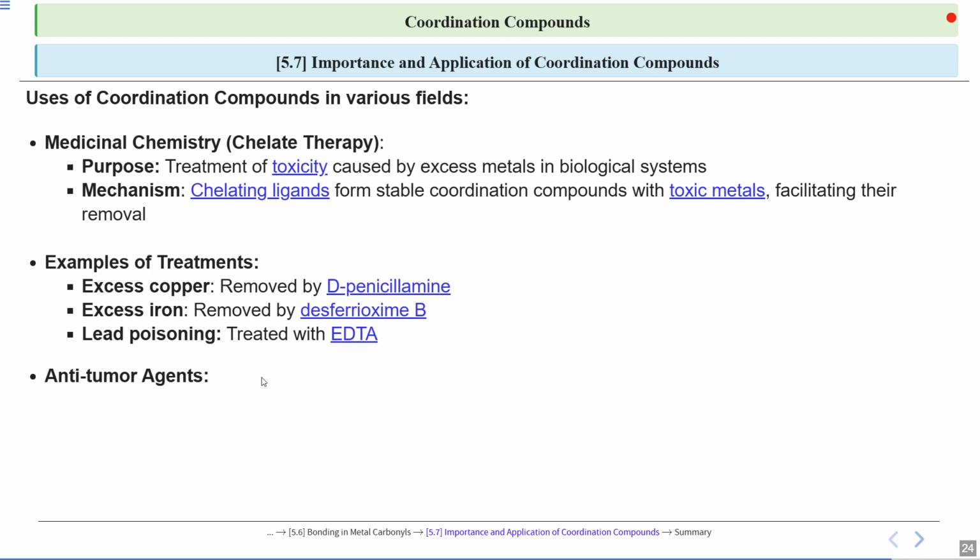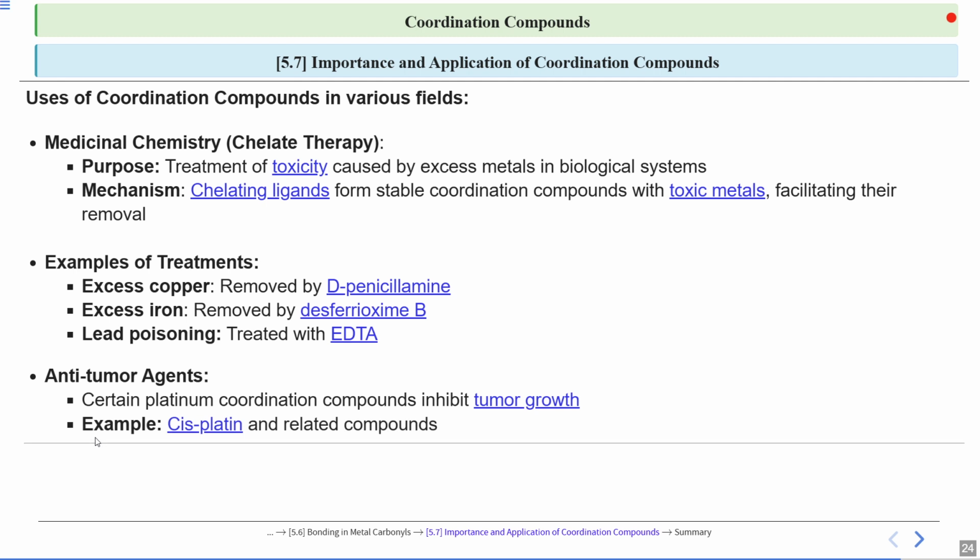Anti-tumor agents: we also use coordination compounds as anti-tumor agents. Certain platinum coordination compounds inhibit tumor growth. There are some platinum coordination compounds where the central metal is platinum, which cuts tumor growth, for example cisplatin and related compounds. So they act as anti-tumor agents.